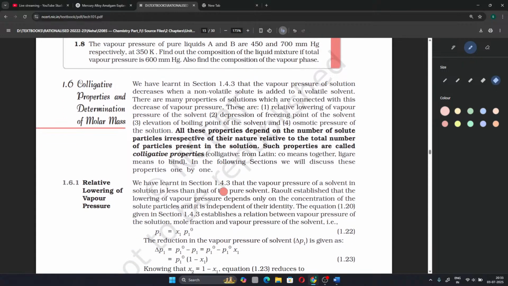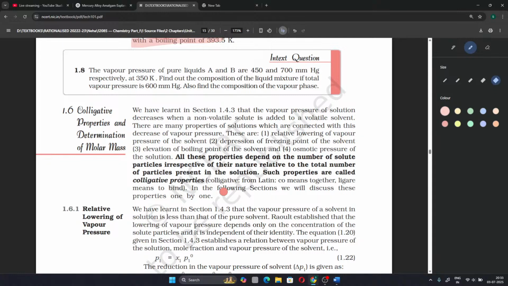In-text question: the vapor pressures of pure liquids A and B are 450 and 700 mmHg respectively at 350 Kelvin. Find out the composition of the liquid mixture if the total vapor pressure is 600 mmHg. Basically, it is Raoult's law, when we add both of them, and they give P naught values, and we need to find the total pressure.